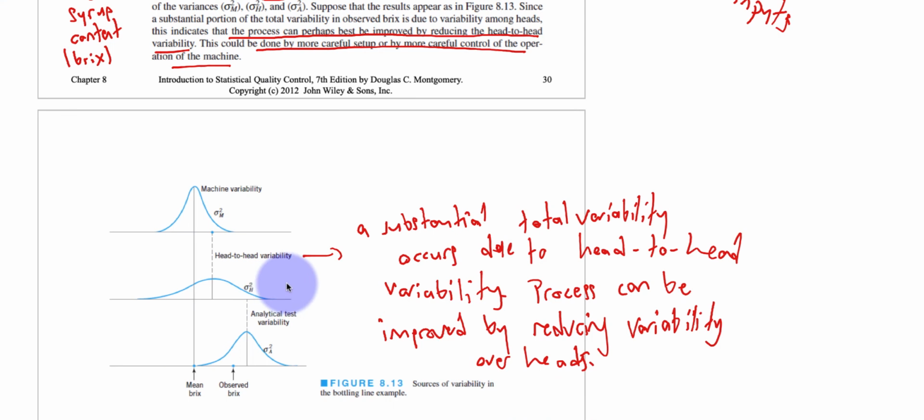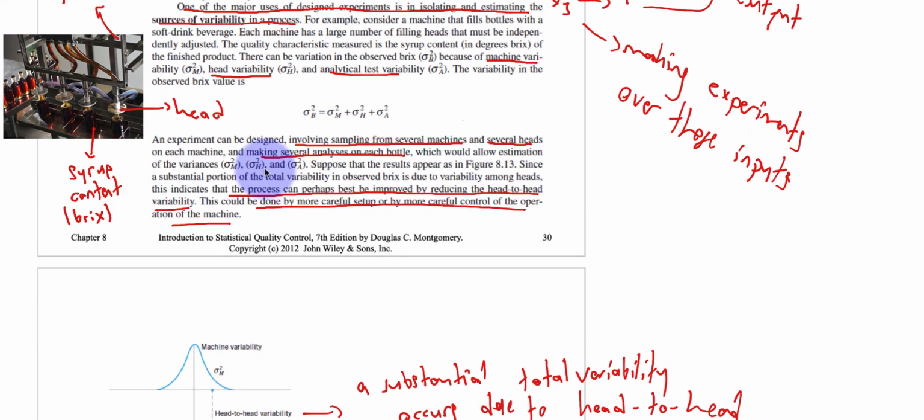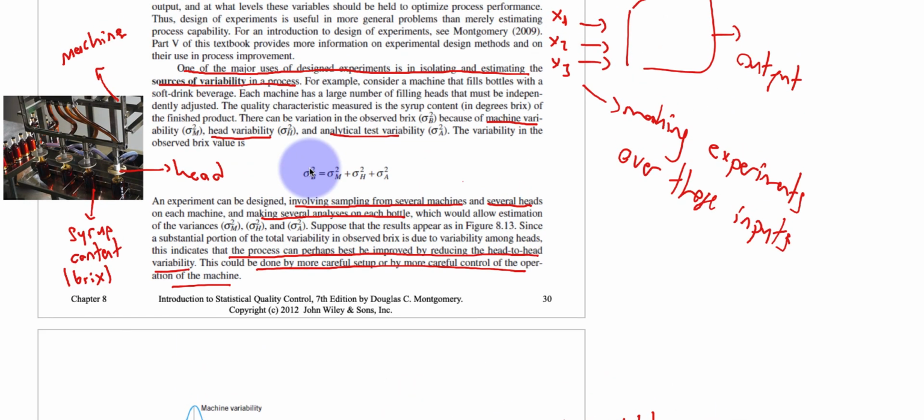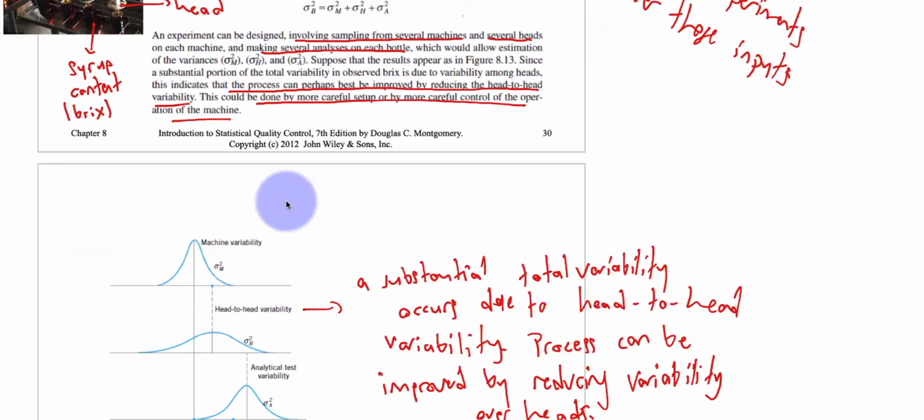So we can make an inference like this. A substantial total variability occurs due to the head-to-head variability. The process can be improved by reducing variability over the heads in the machines. So we can make some adjustment on the heads. Okay, so we can reduce the variability over the heads. Then we can reduce the variability in the syrup content. So we can increase the process capability ratio for the syrup content. Okay.